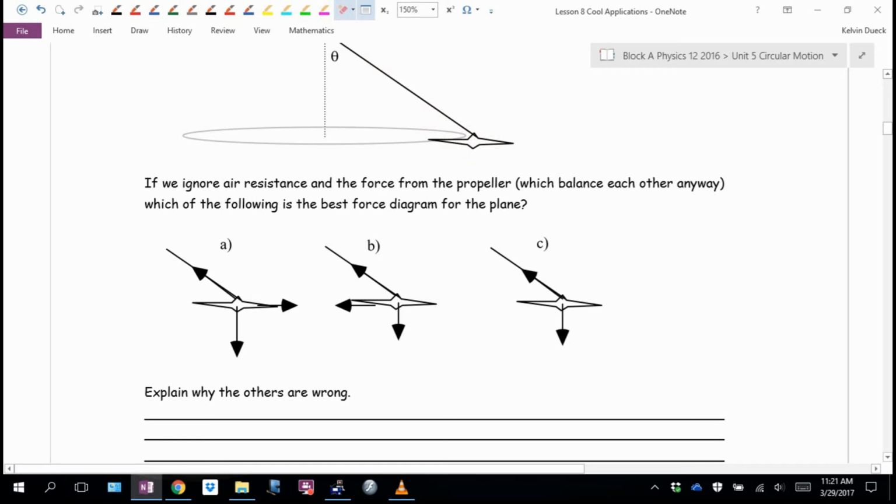Here's my plane. What are the forces acting on it? Get the obvious one. Gravity? That doesn't get rid of any wrong answers, unfortunately. What else? Tension.